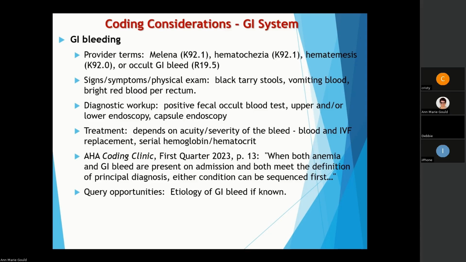Query opportunities, of course, include the etiology of the GI bleed if known. Like I said, sometimes the GI docs can't find the source when they're doing endoscopies. And you may have an unspecified GI bleed code if the provider didn't document anything else listed above.